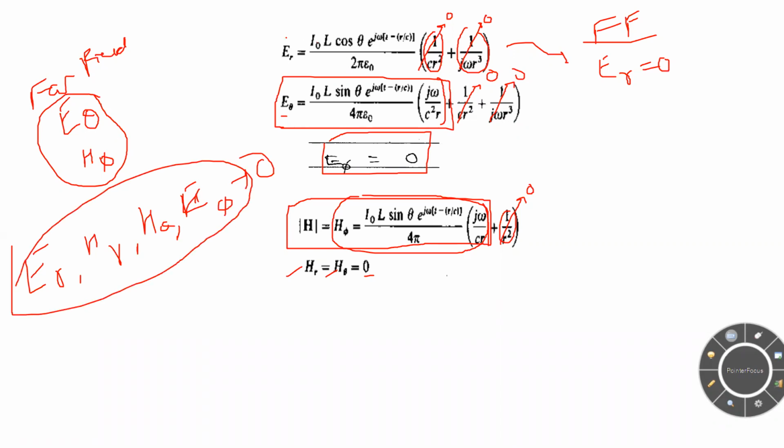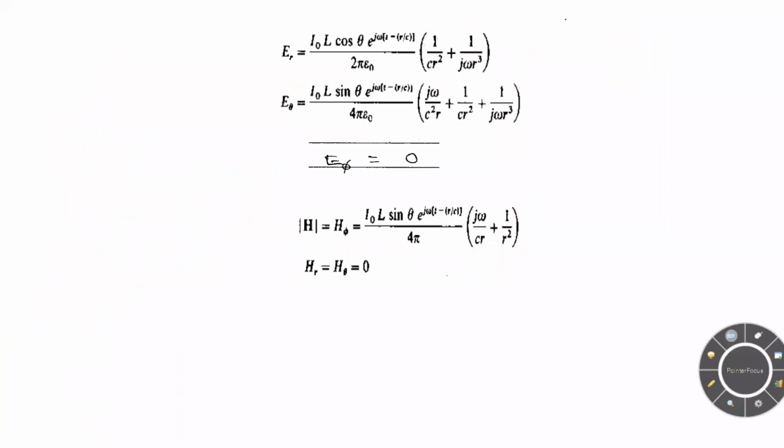So in near field I have ER, E theta, H phi, but in far field I have only E theta and H phi components. These are the fields associated with the short dipole. These are the near field components. For far field, you have to equate 1 by r square and 1 by r cube to 0, and you'll get the far field components. So this is all for today.